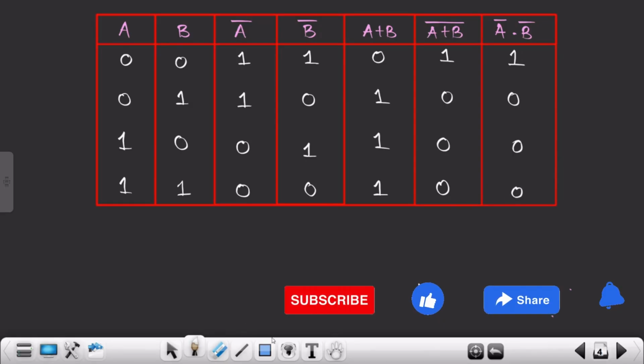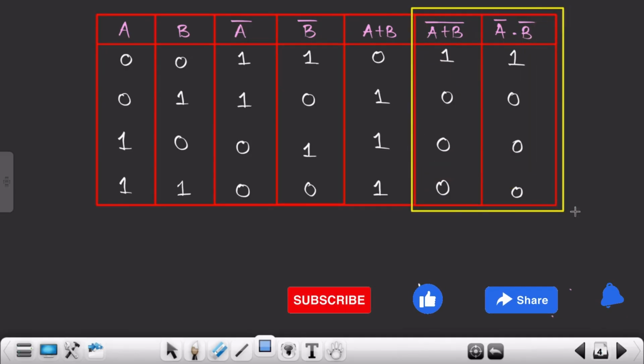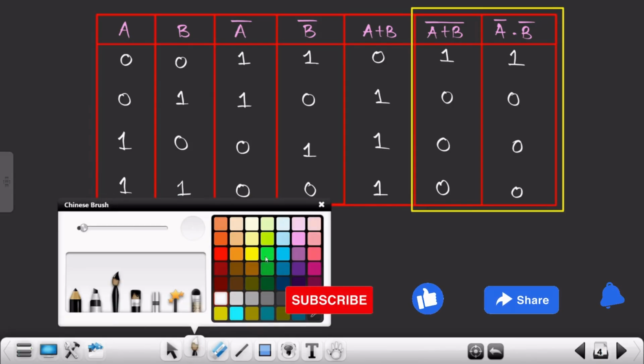So as you can see over here very clearly, this A plus B the whole bar is equivalent to A bar into B bar. So this is what we are getting, right? So A plus B the whole bar is equivalent to A bar into B bar. This is the second rule of De Morgan's law. I hope you understood this particular rule.